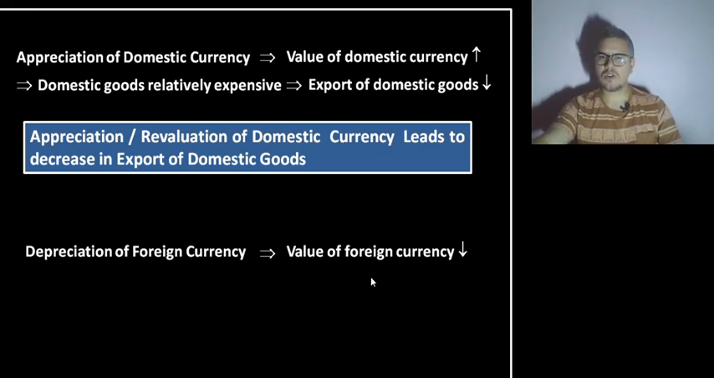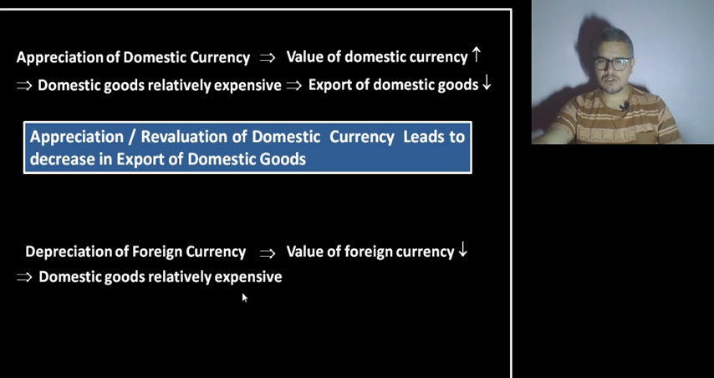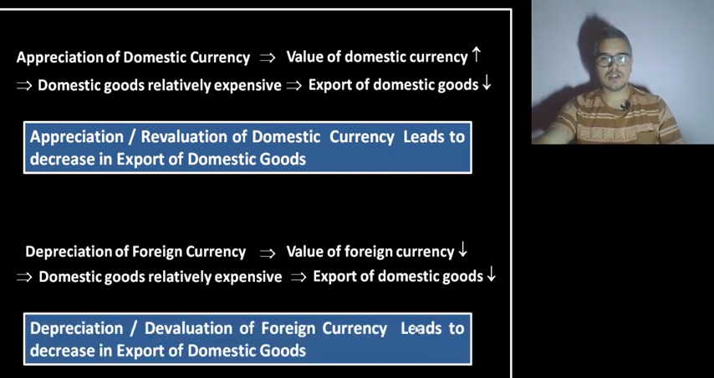Whenever there is depreciation of foreign currency, obviously the value of foreign currency will fall. And when the value of foreign currency falls, domestic goods become relatively expensive for foreigners, because now they have to pay more in terms of their currency to purchase the Indian product. As we have already discussed in the example of tea, foreigners will purchase less of that good, so export of India will decrease, export of tea will decrease. Here, depreciation or devaluation of foreign currency is leading to a fall in export of domestic goods.